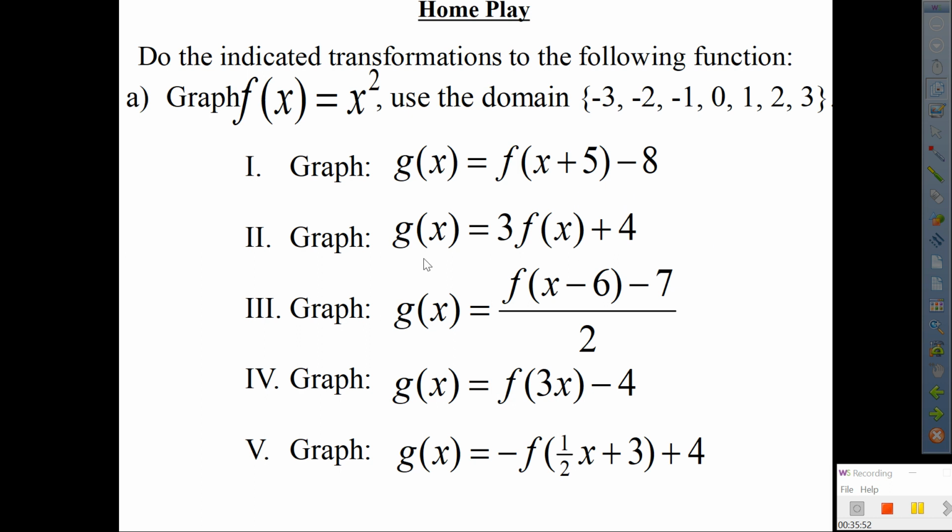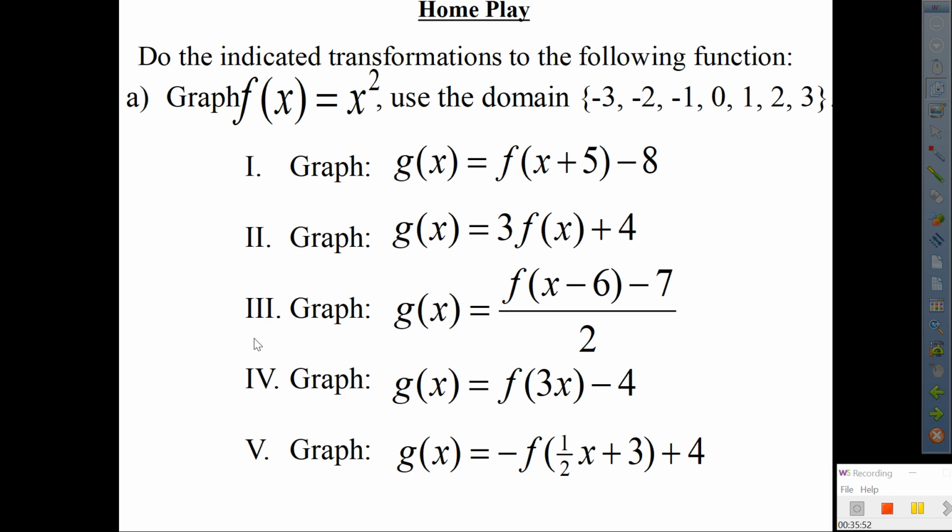Okay. Look at this number 2. There is no H. Do you guys notice that? The K is going to take us up, but what is this going to do? Tell your neighbor what that's going to do. It's going to stretch vertically.